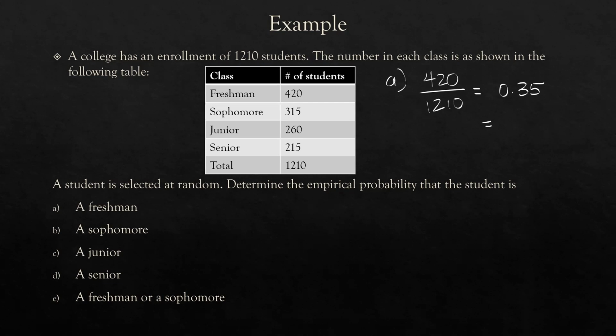So this is equivalent to 35%. You also could just reduce that fraction. All of those would mean the same thing. Notation, we would do P of freshman. So that's the probability of picking a freshman, and that is equal to 0.35 or 35%.